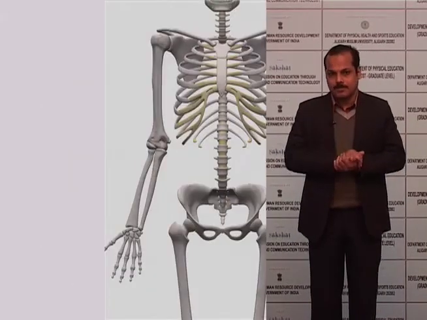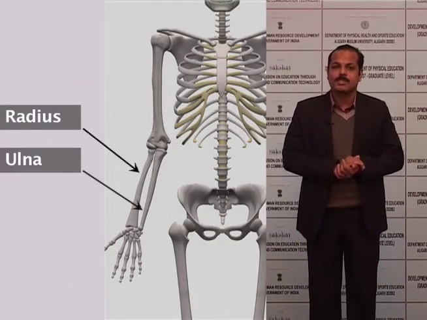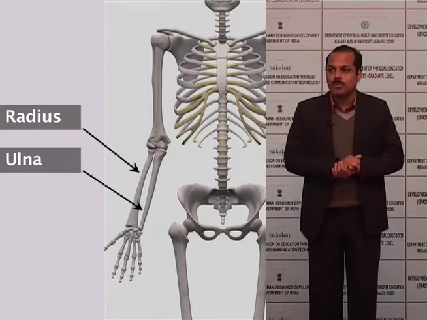Good morning everybody. Today we will be discussing the exercises of the forearm muscles. Before going through the exercise session, we will go through the different bones and muscles around the forearm. The important bones in the forearm region are the radius and ulna. The radius is the lateral bone of the forearm.